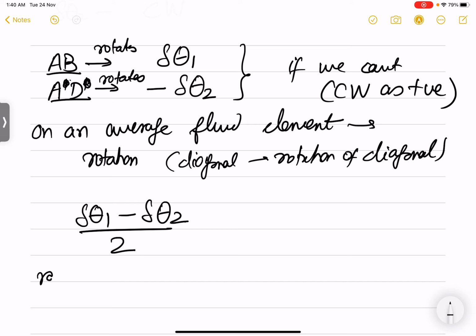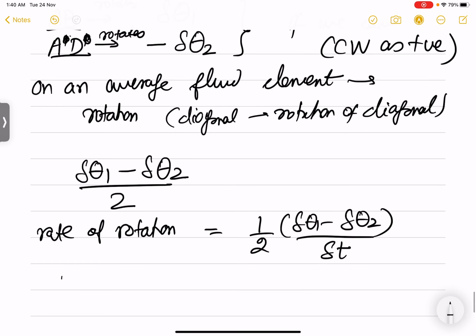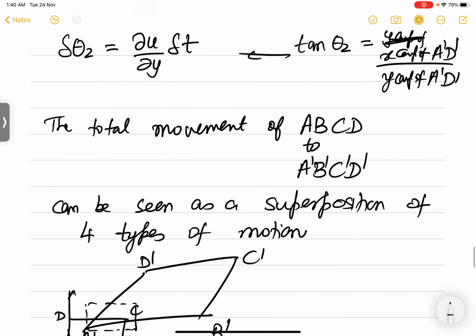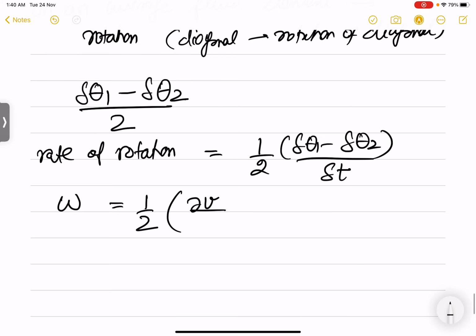And the rate of rotation will be equal to half of delta theta 1 minus delta theta 2 divided by delta t. And let us call this omega, and omega of this fluid element will be equal to half, and if we look at delta theta 1 and delta theta 2 divided by delta t, this will be equal to half of partial v by partial x minus partial u by partial y. So this is the rate at which this element would have rotated.